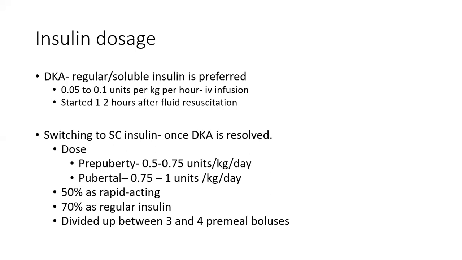Repeat the dosage of rapid and long-acting insulin for initiation of treatment. For newly diagnosed patients, the total dose should be either 0.5 to 0.75 units per kilo per day. For those in puberty, 0.75 to 1 unit per kilo per day. If you're using rapid acting, we say 50% should be rapid acting and the other 50% will be long acting. Once you start, you monitor the patient and adjust accordingly.